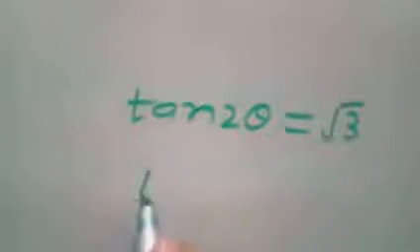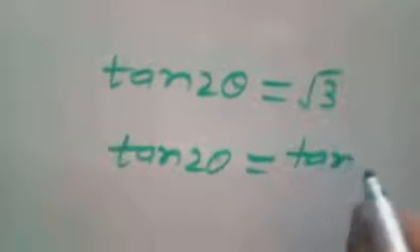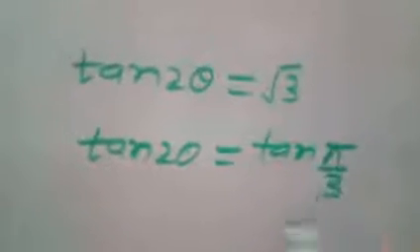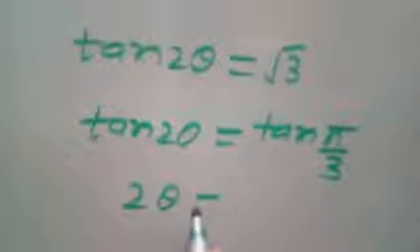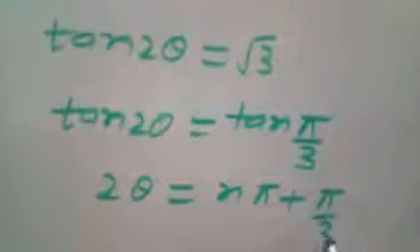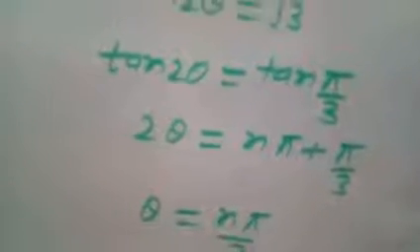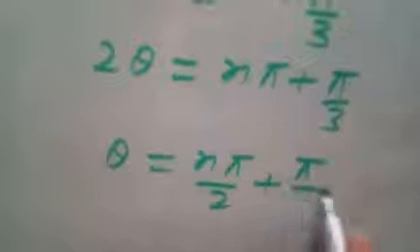If we take the other sum, tan 2 theta is equal to root 3. So here tan 2 theta is equal to tan pi by 3, 60 degrees. So 2 theta is equal to n pi plus alpha, that is pi by 3. So theta becomes n pi by 2 plus pi by 6.